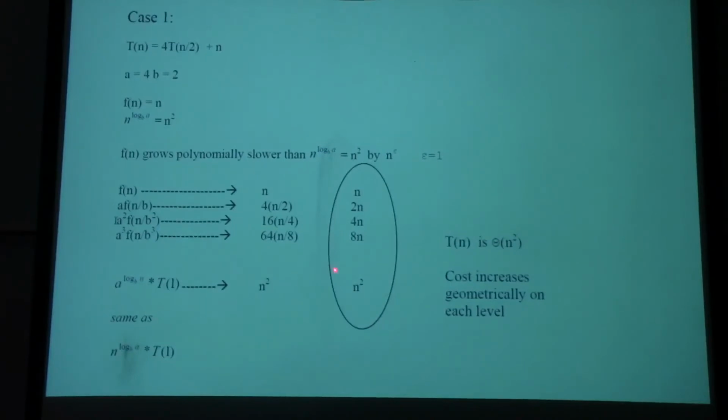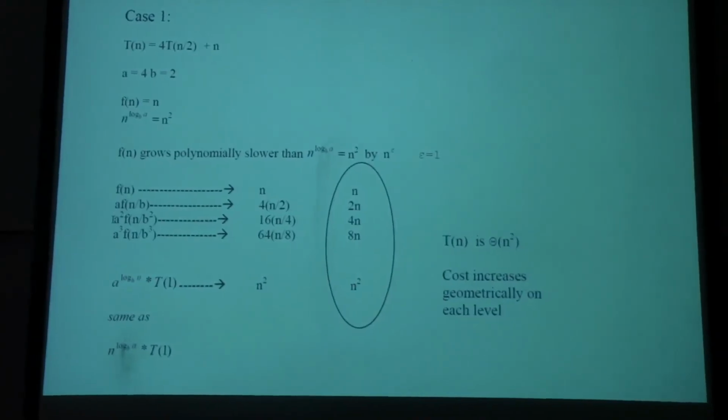How much more work is at this level than the previous level? 2 times. So you understand how that works, right? Think of the tree: you have 1, 2, 4, 8, 16. So 16 is twice as much as 8, which is twice as much as 4, twice as much as 2. Basically this one has the order of the tree.